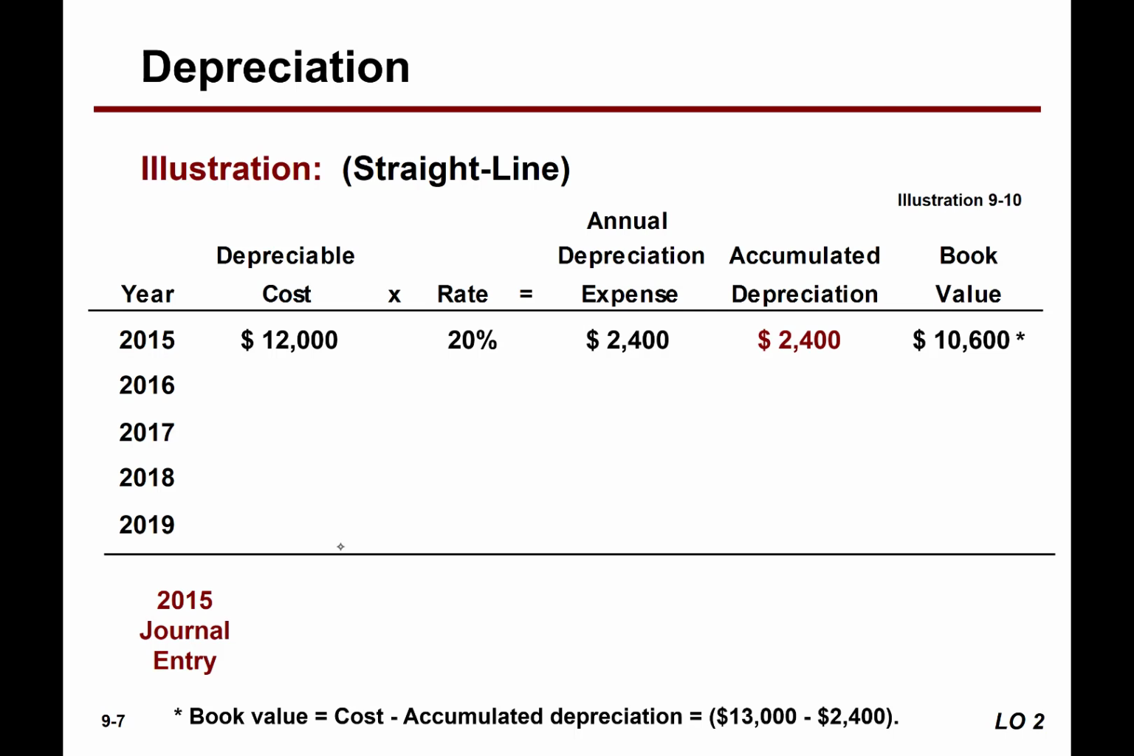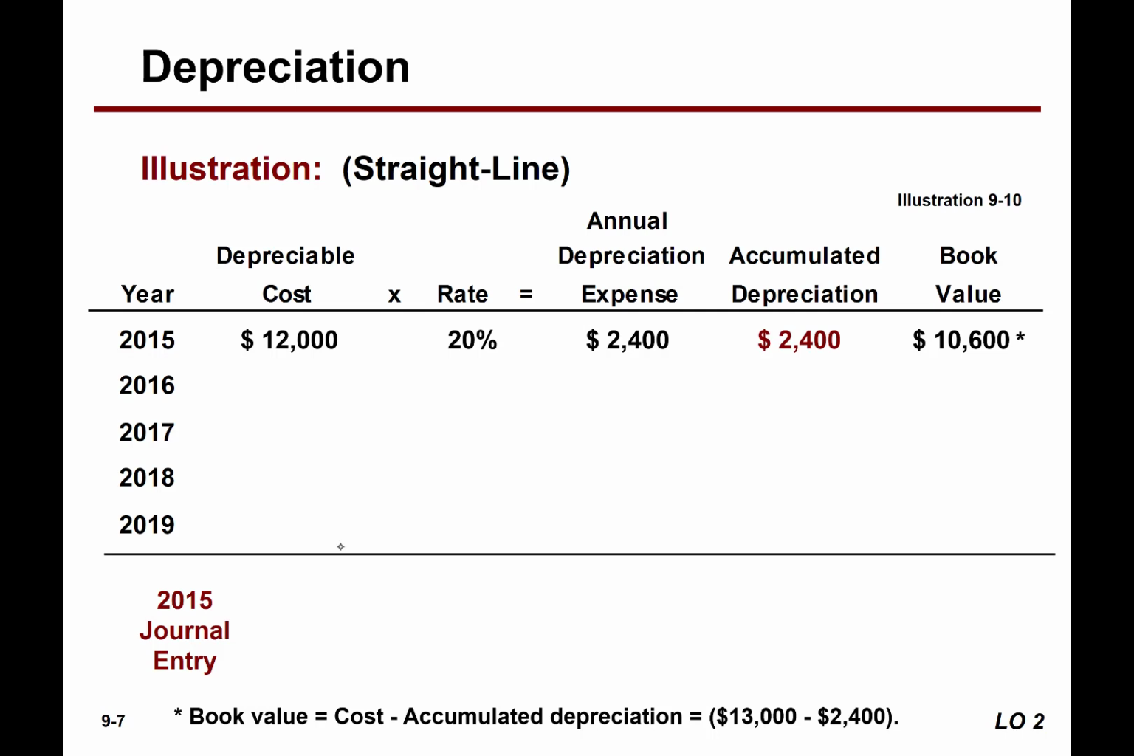So when I prepare my balance sheet for year one, it's going to show the equipment. How much did I pay for the equipment? I paid $13,000 for the equipment, right? And then I'm going to show the accumulated depreciation. Accumulated depreciation is how much? $2,400. So I take the $13,000 minus the $2,400. So the book value, sometimes called carrying value, of this asset is going to be $10,600. Okay, book value is $10,600. You see it right down here.